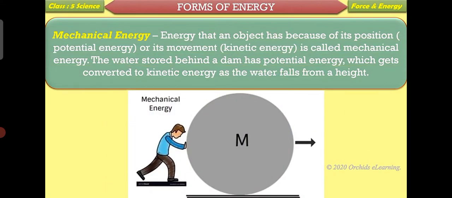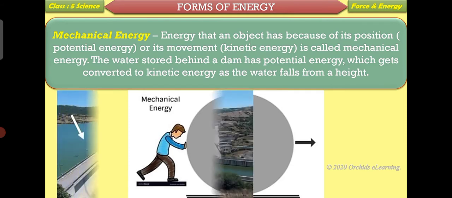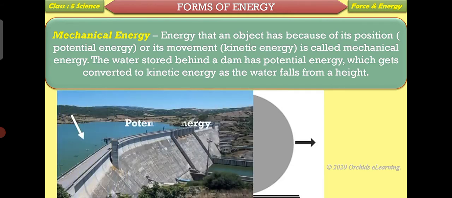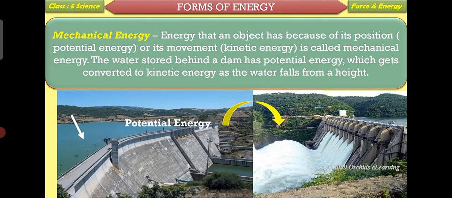Mechanical energy. Energy that an object has because of its position, potential energy, or its movement, kinetic energy, is called mechanical energy. The water stored behind a dam has potential energy, which gets converted to kinetic energy as the water falls from a height.